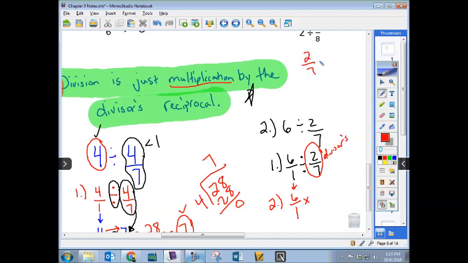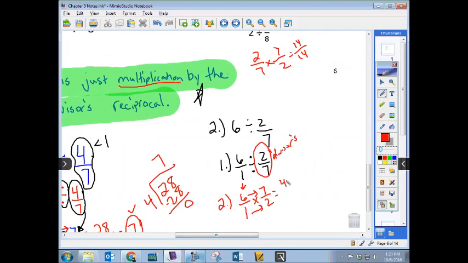Just a quick reminder, those have to be reciprocals of each other, because when you multiply them, it's the only way you can get a product of 1. Okay? So we're going to multiply that by 7/2. So division is just multiplication by the divisor's reciprocal. The dividend stays the same. So now we're going to do top times top, bottom times bottom, and that's going to give me 42/2. Okay? 42 divided by 2.